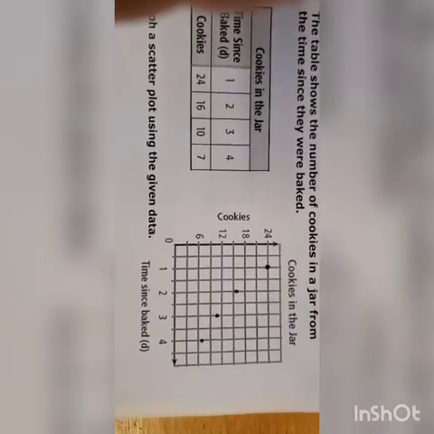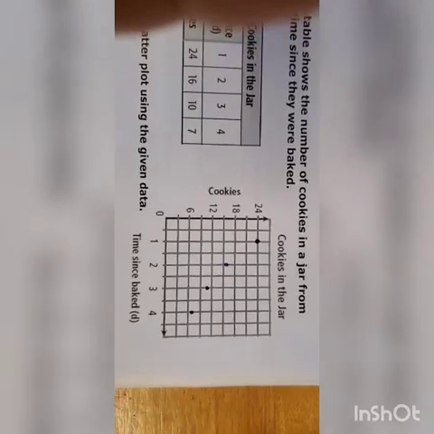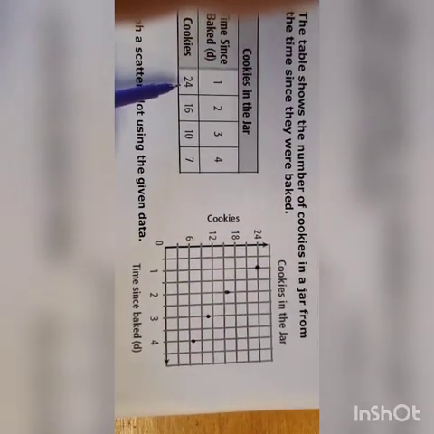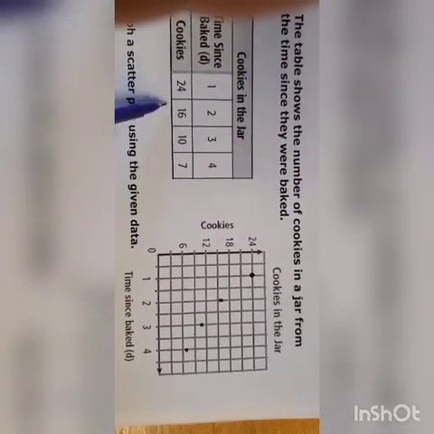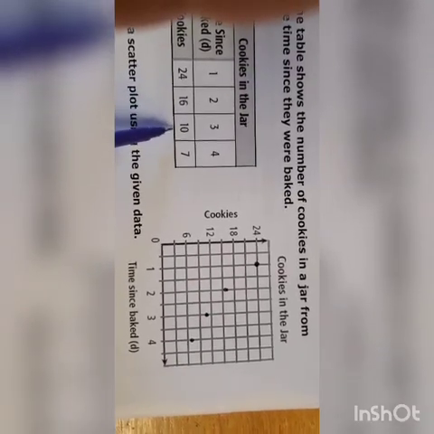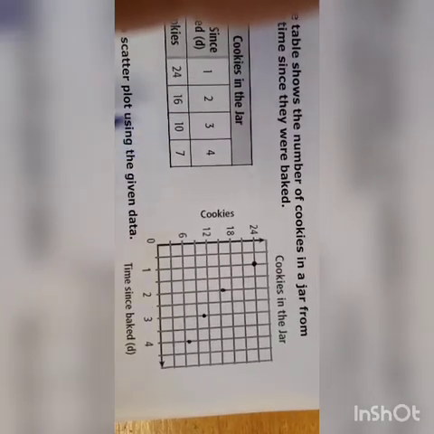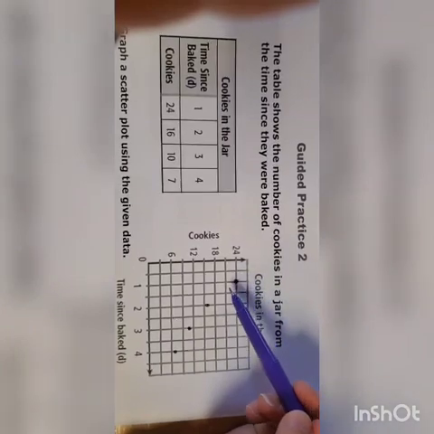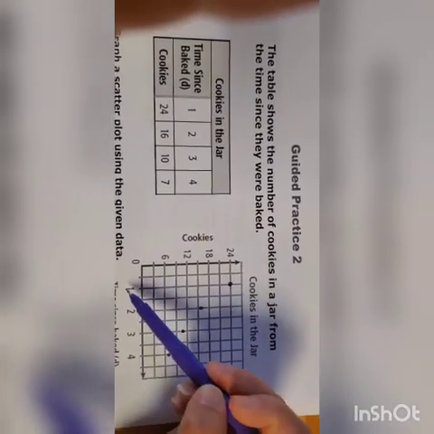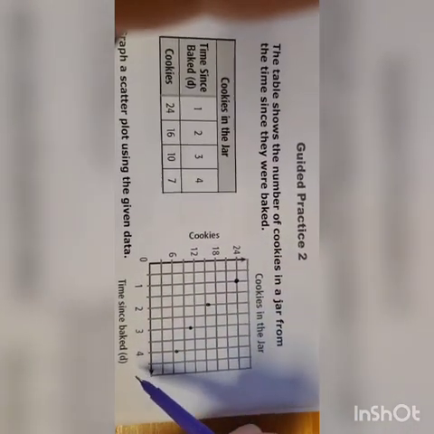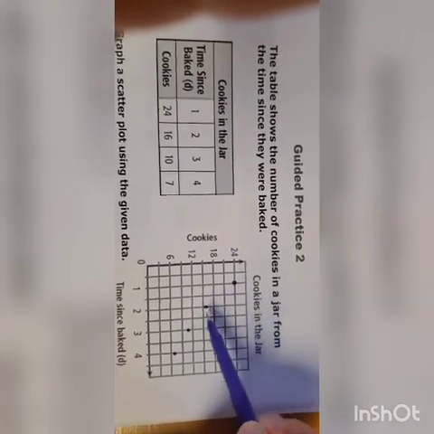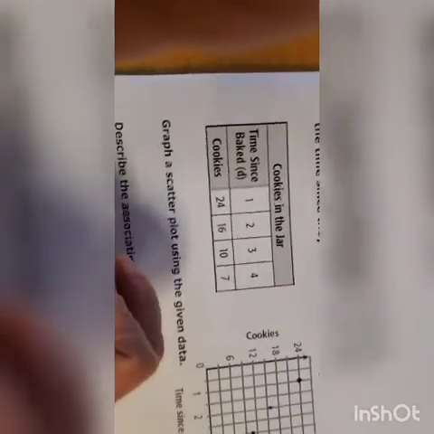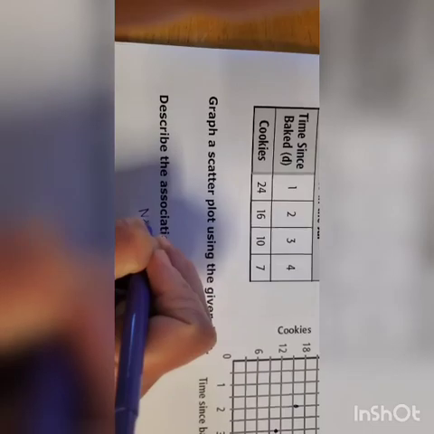Now, this is not a linear relationship because we can see that it is decreasing by 8, then decreasing by 6, then decreasing by 3. So that's not a constant decrease, a constant rate of change. But we can tell that this is a negative association because as the time since the cookies were baked increases, the number of cookies decreases. So this is a negative association.